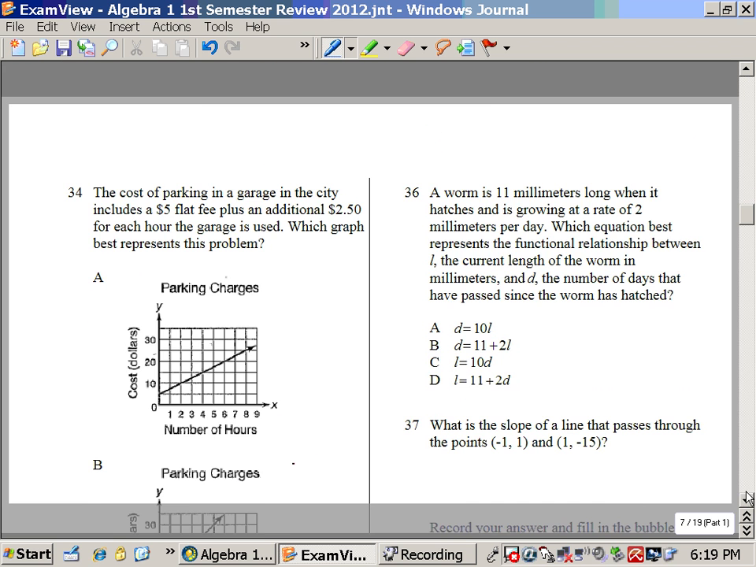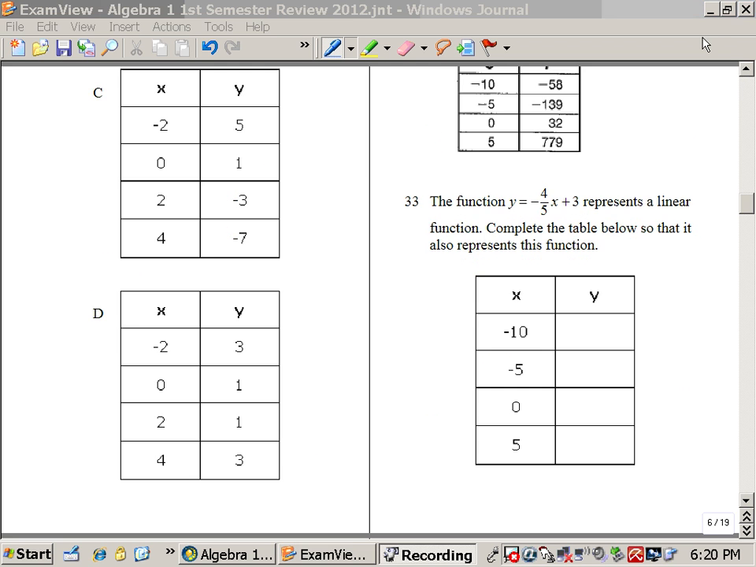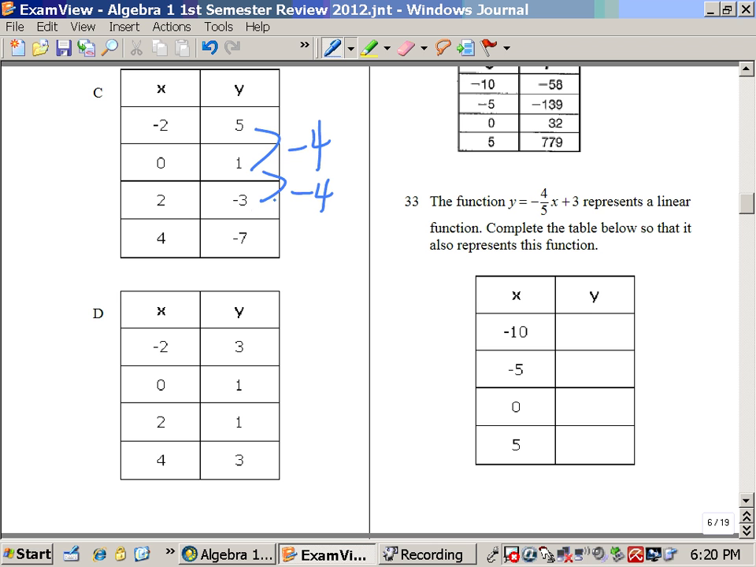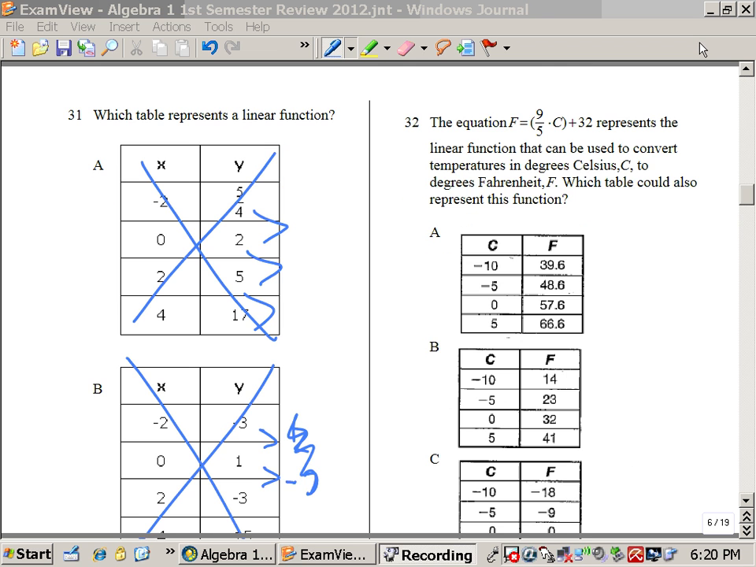Okay, now let's look at C. On C, I can tell right here that this is going down 4, down 4, down 4. Now let's check the X's. The X's are increasing by 2, by 2, and by 2. C is definitely linear.